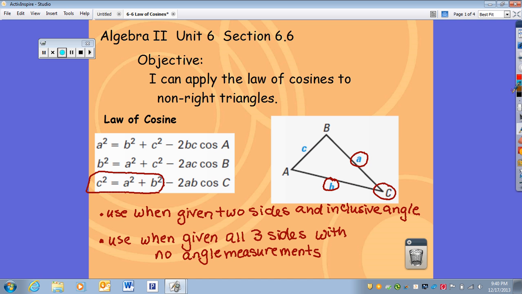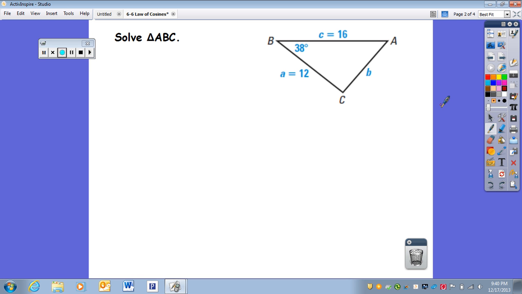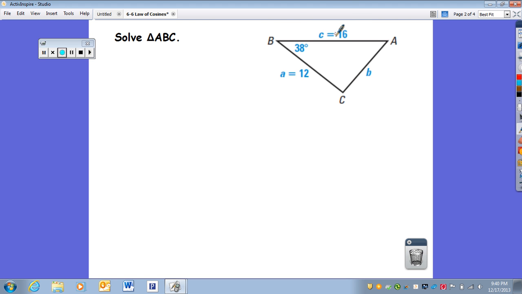So let's do an example. So here we have the two sides that are given. So we have side C is equal to 16, and we have side A, which is equal to 12, and then we have our inclusive angle B, which is 38 degrees. So we want to find side B, and we also want to find the measurements of angle A and angle C. So we can start off by using one of our formulas.